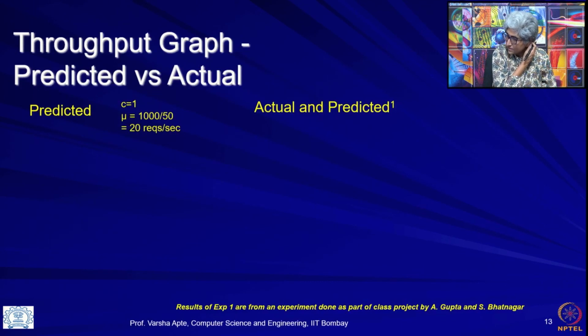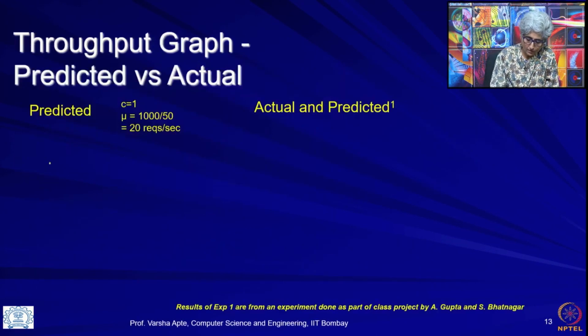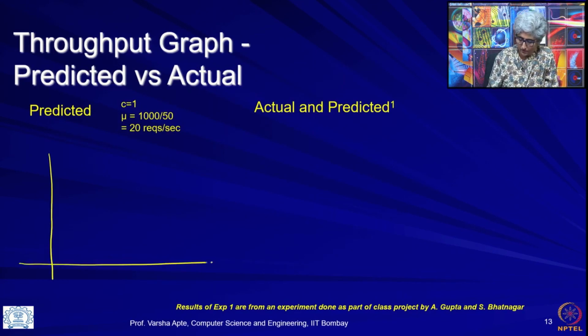Let us see what the throughput of this system is going to be. Given that we know the service time of the system and that it has one core, we can actually draw this throughput graph. Suppose we draw it as throughput versus arrival rate. We know that 50 milliseconds is the service time, so mu is going to be 20 requests per second. This is very easy to draw: this is 20, this is 20.